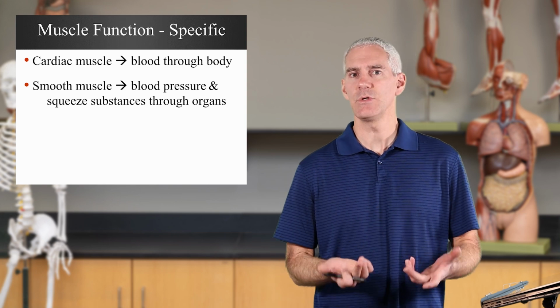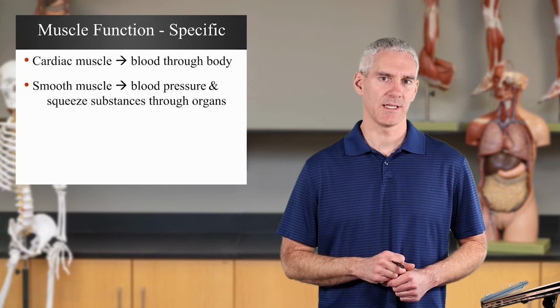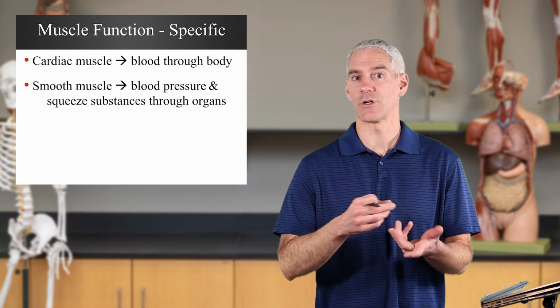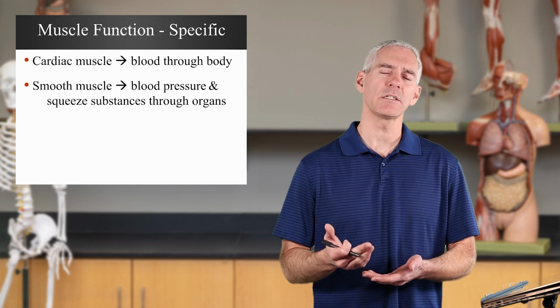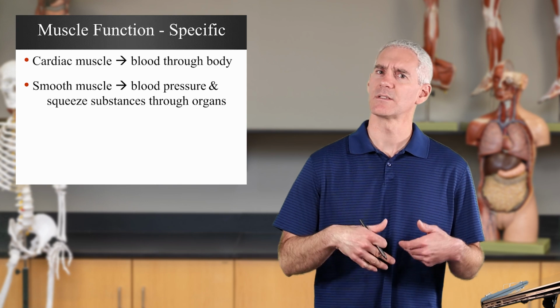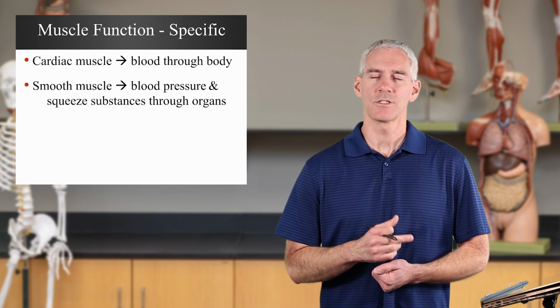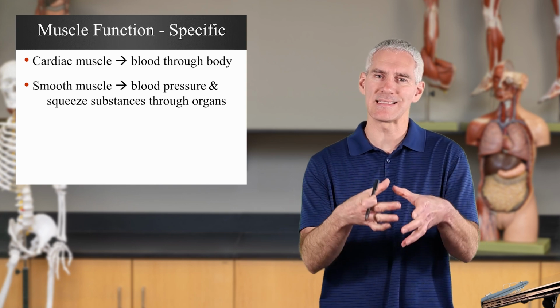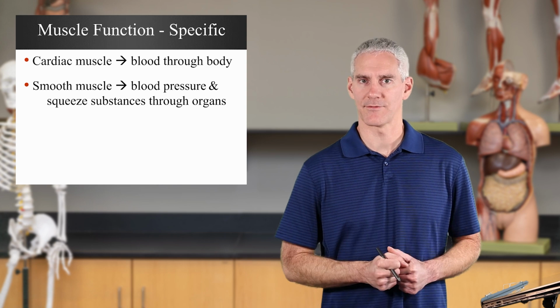Second one is smooth muscle. Now, smooth muscle is found in several different places. You'll find it around your arteries, helping to maintain blood pressure. You'll also find it around hollow organs, things like the stomach, small intestines, large intestines, esophagus coming down. So you have this smooth muscle helping maintain a certain tension, a certain force around these different organs.